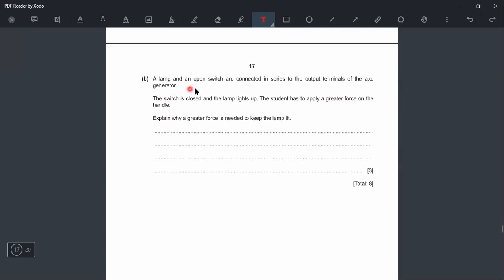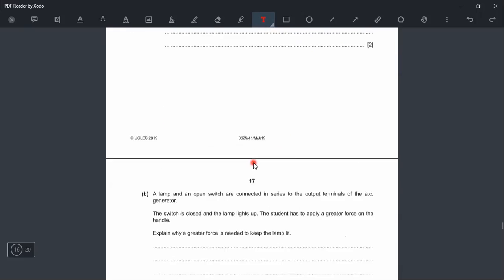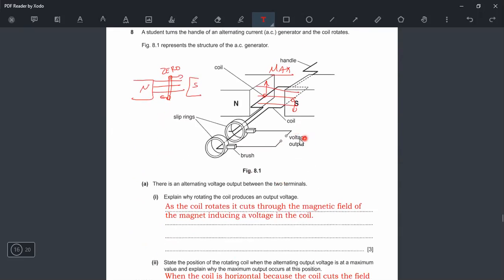A lamp and an open switch are connected in series to the output terminals of the AC generator. The switch is closed and the lamp lights up. The student has to apply a greater force on the handle. Explain why a greater force is needed to keep the lamp lit. Now, keep this in mind. Initially, this wasn't connected to anything. You just had a voltage, so you weren't really required to deliver any specific power to the lamp or anything. But when you start connecting something here, a lamp, this requires power now.